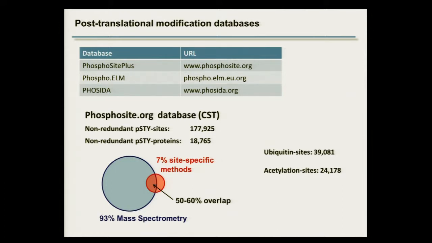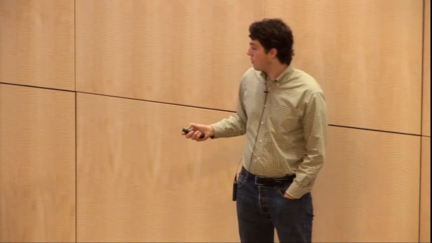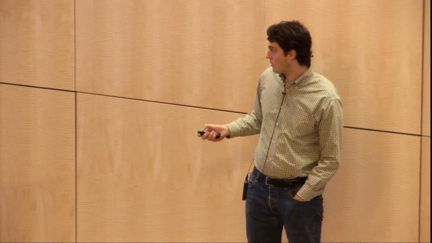If you look at the overlap between both techniques, you see that there's only a 50 to 60% overlap. And the reason why we're missing out on some of the sites that have been previously characterized with targeted methods is because all of those studies have been done with trypsin to do shotgun proteomics. And only about 60% of all protein regions are accessible with trypsin. And therefore, you're missing out on some sites that are just not possible to get peptides for that you can easily analyze with mass spectrometry. On ubiquitin level, you can see there are 39,000 sites, and on acetylation level, 24,000 sites.